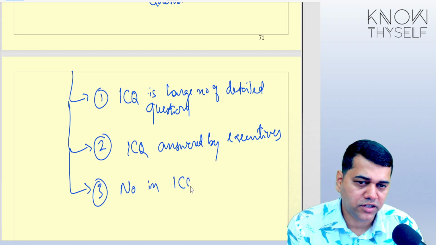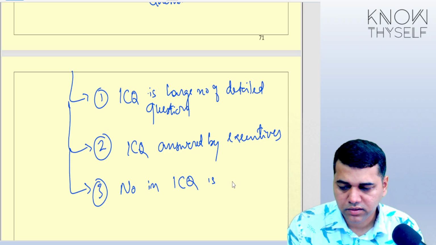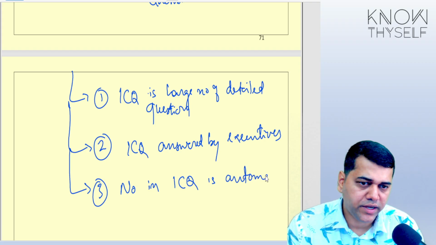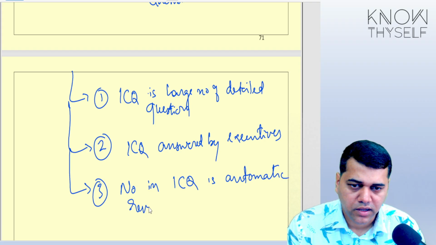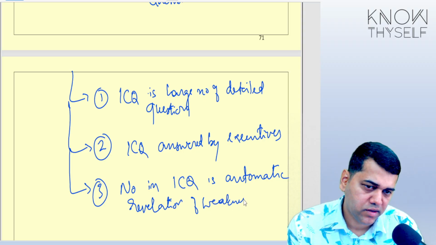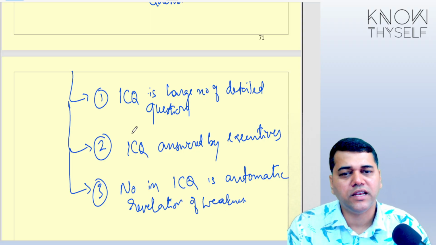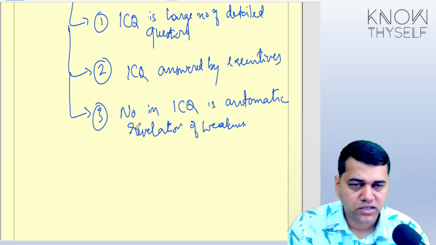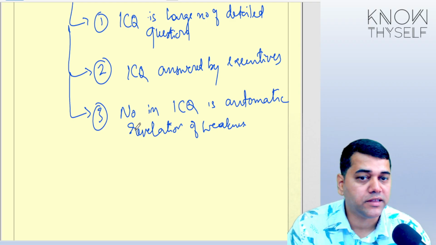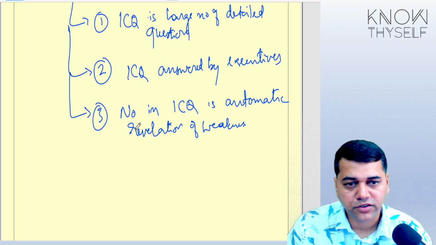Now in ICQ there is automatic revelation of weakness. So we can write these three elements. First of all, ICQ is very large. It's not small, but very detailed questions, ending with yes or no. It can be answered by the executive, and it will automatically tell what is the strength or weakness.